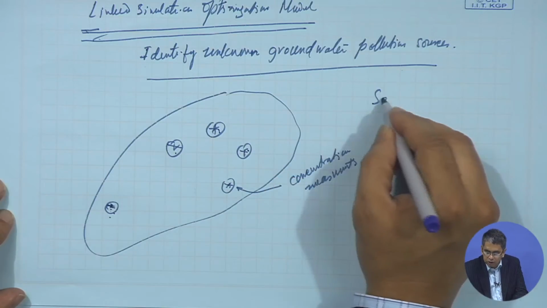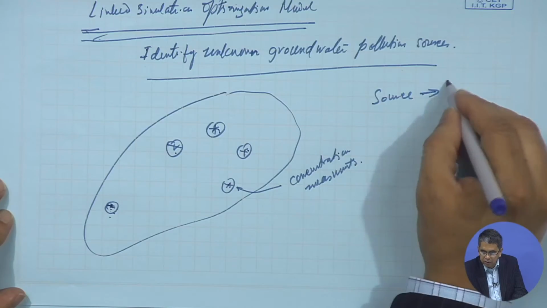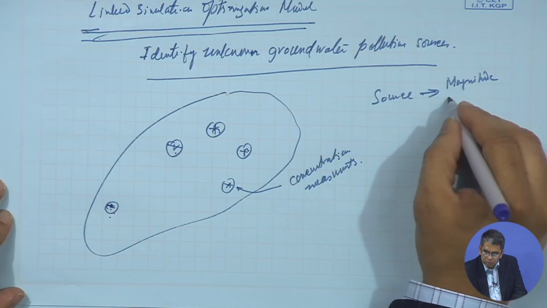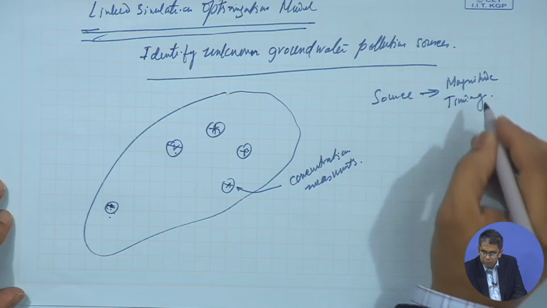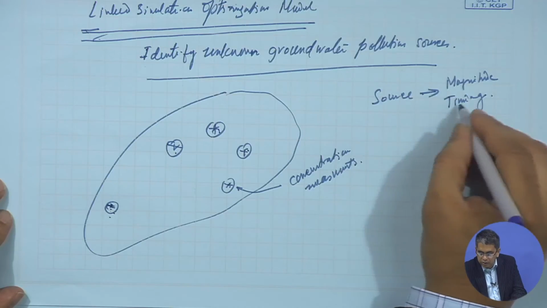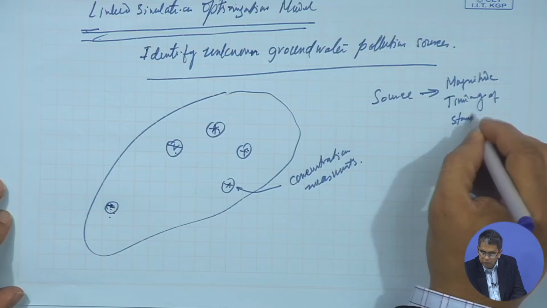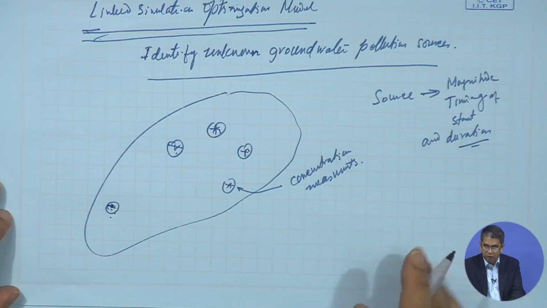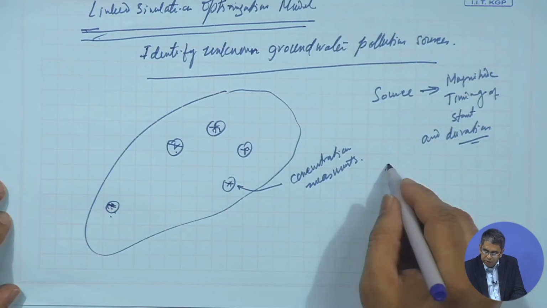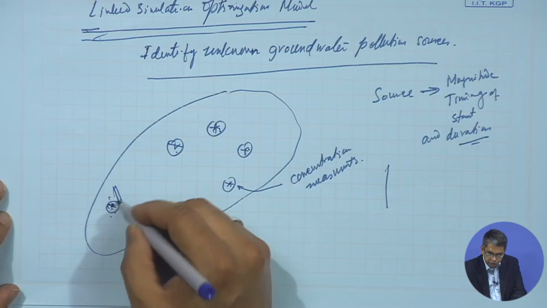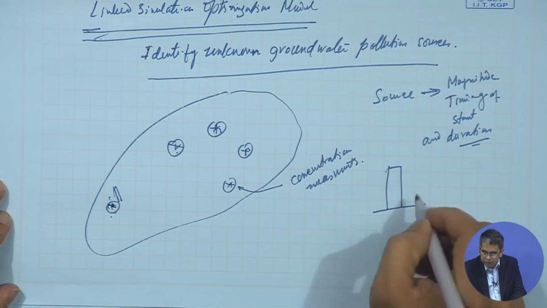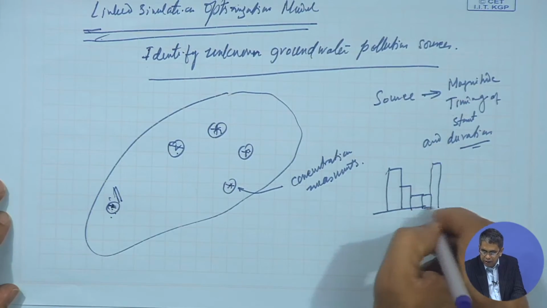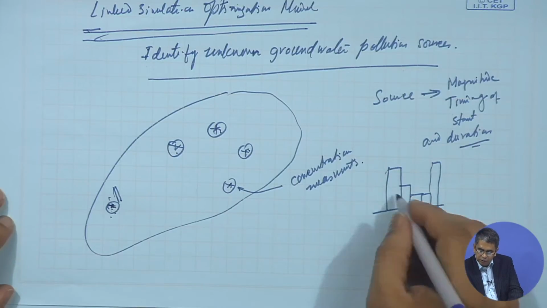You don't know what is the source. By source, again, I'll probably discuss it afterwards, you mean magnitude, timing, that is, timing of start, and duration. So when you talk about source, these are all important. You are not only looking at the magnitude, but also how long the source was active, for 1 year, half a year, 2 years, 5 years. That is very important, and it can vary within that time period also. So duration is very important.